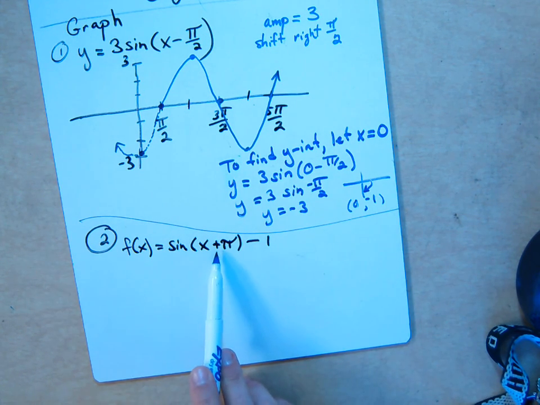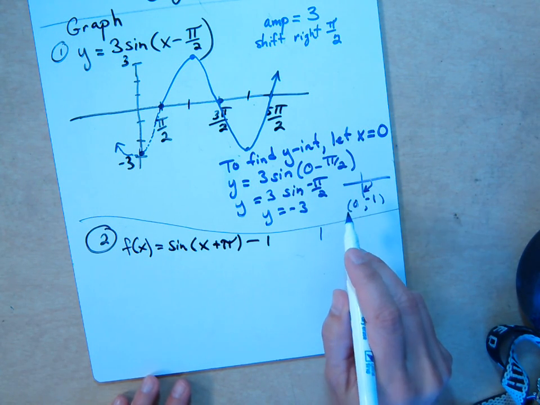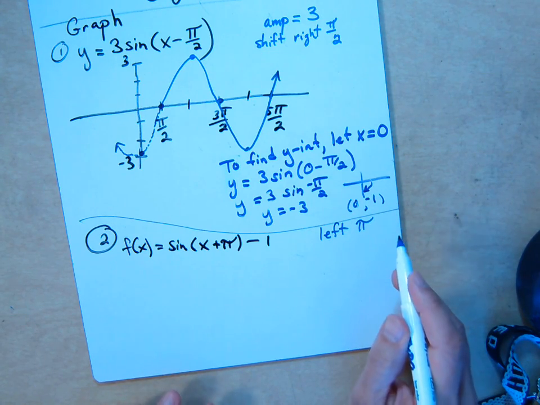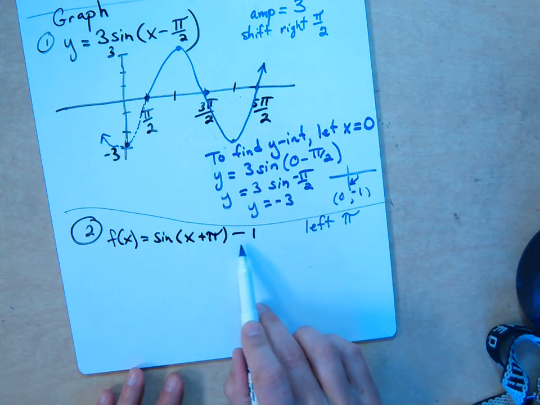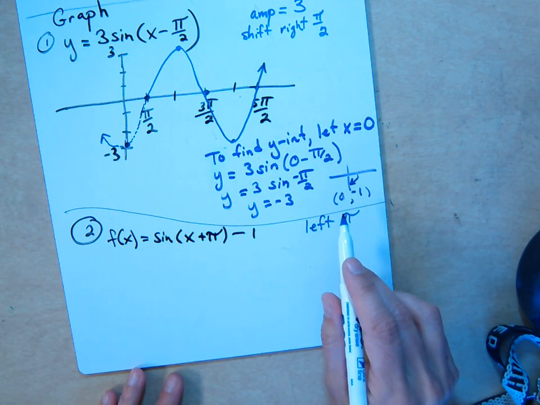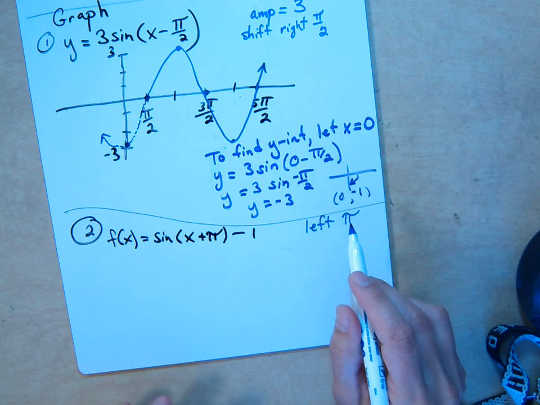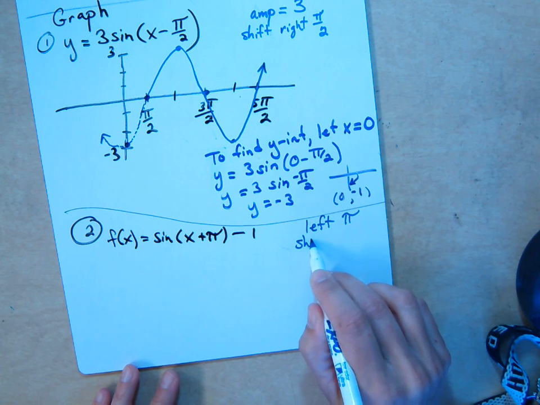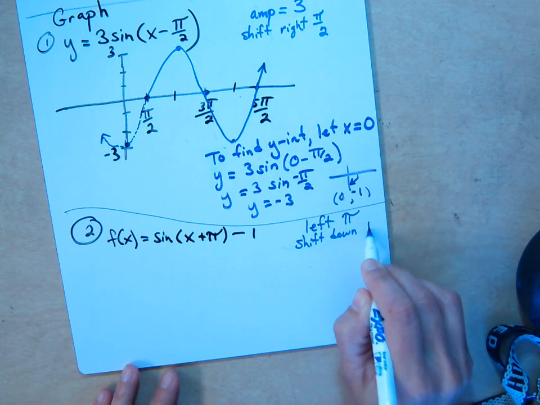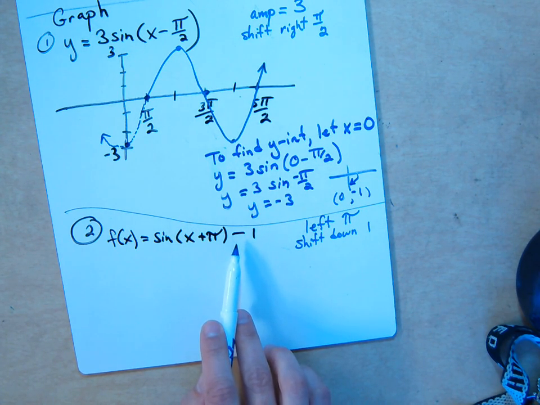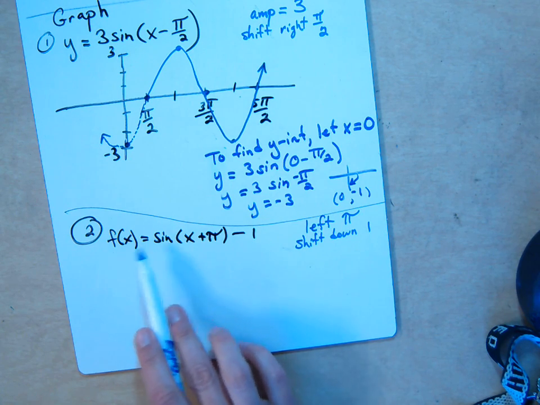What does this do? Plus pi? Left. So c is negative pi, so shift to the left pi. And what does that do? Minus 1 on the end? It changes the center, and where does it move it? Down 1, exactly. So shift down 1. And that's an easy one because you evaluate this and you do 1 less, so of course it moves it down 1. You're subtracting 1 from y.